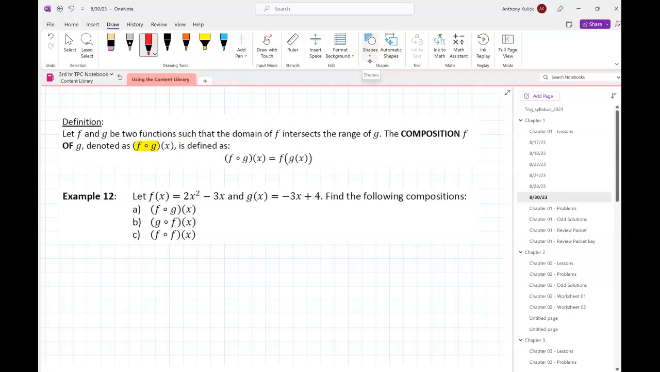So let's do some examples. Okay. So we have two functions. Our f of x is the function 2x squared minus 3x. And our g of x is the function negative 3x plus 4. And we're going to do these three compositions.